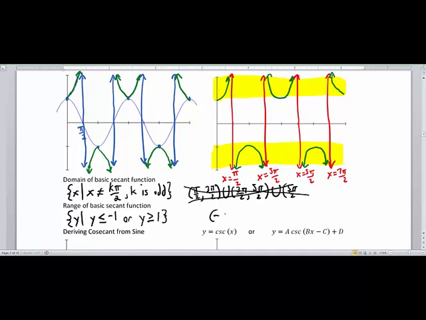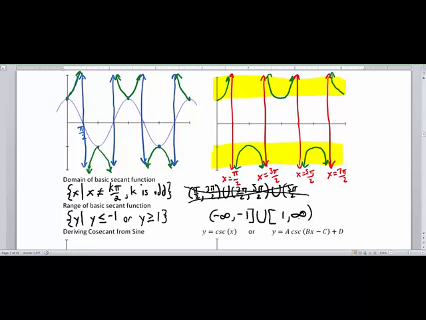That would go from -infinity to -1, and we're going to put a nice hard bracket on it. And then we're going to put a union symbol here, because what we want is this, and we also want not -1, we want +1. Get rid of that. +1 to infinity. So this is the proper interval notation for the basic secant function.